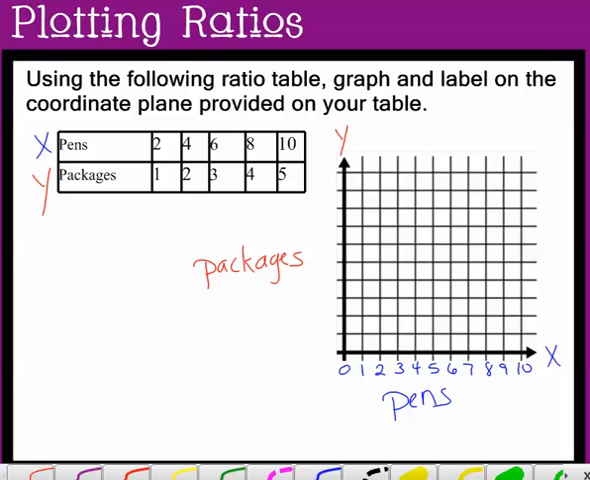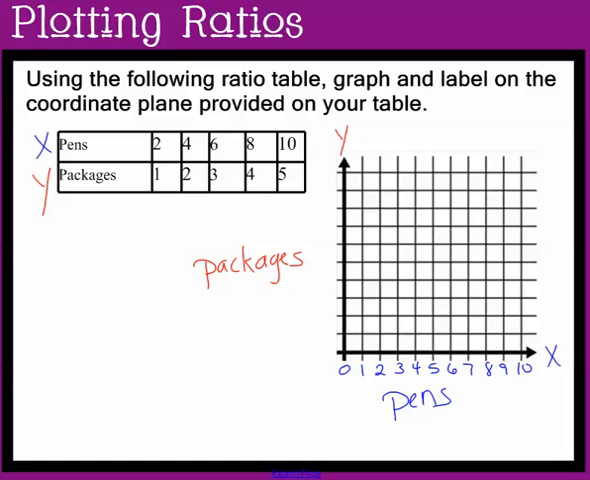On the y-axis, our packages are increasing by 1 every time. So we can go ahead and just do the same thing. We have 0, always start at 0. The axis is always 0. And 1, 2, 3, all the way up to 10.